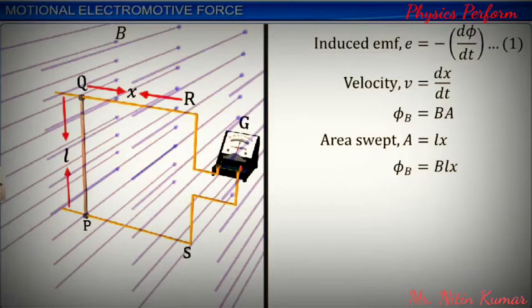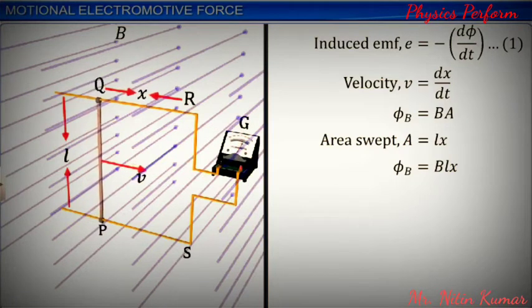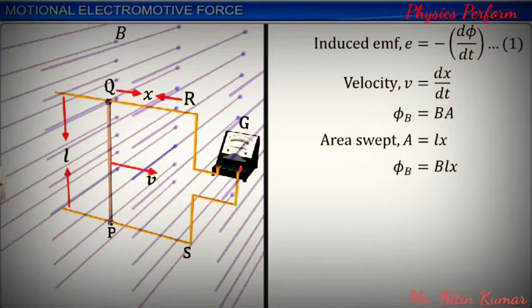As the conductor moves towards the RS end, we see that X is varying, and hence the area A enclosed by the loop also changes with time. Therefore, we see that magnetic flux phi B also changes with time, as the magnetic flux depends on the area enclosed. Hence, according to the principle of electromagnetic induction, an induced EMF is developed across PQ. This induced EMF, E, is equal to minus d phi B by dt, as given by equation 1.